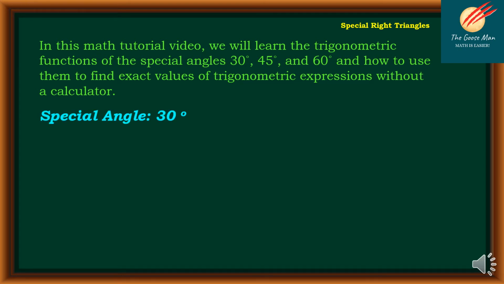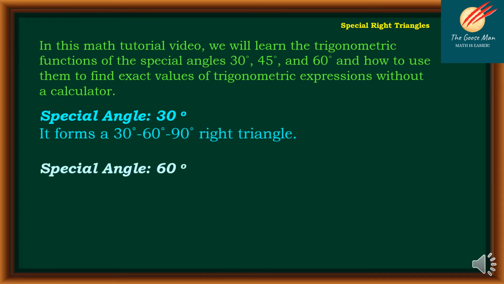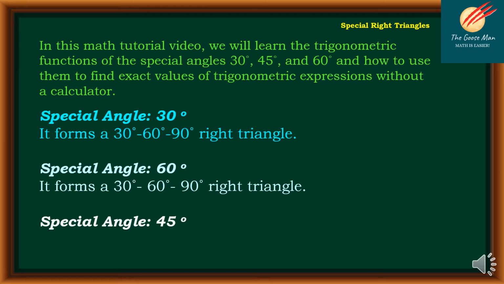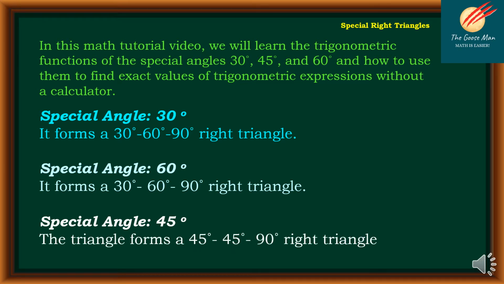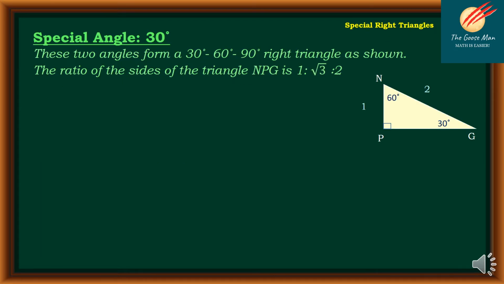Whenever we say special angle of 30 degrees, it forms a 30-60-90 right triangle, as well as a special angle of 60 degrees. On the other side, if we say special angle of 45 degrees, the triangle forms a 45-45-90 right triangle. So let's start with the special angle of 30 degrees.